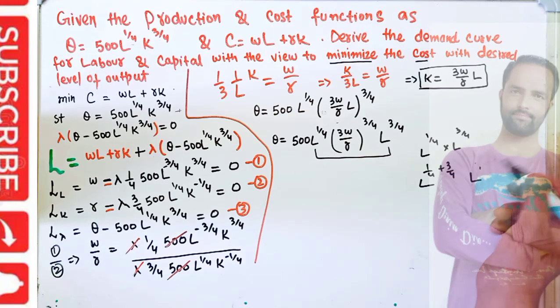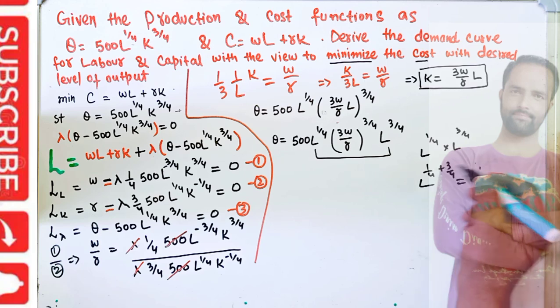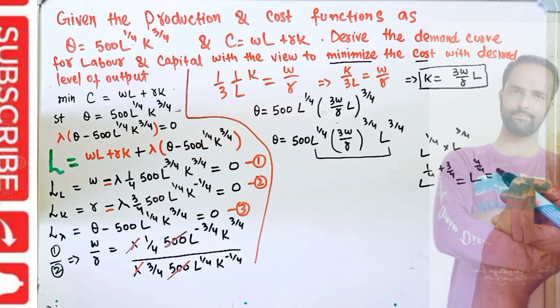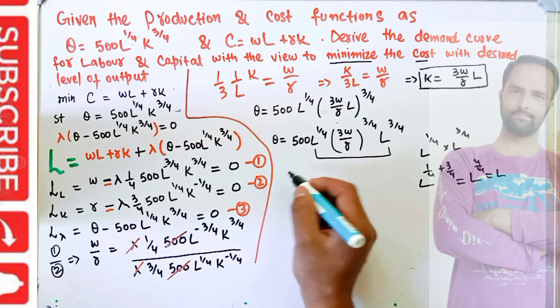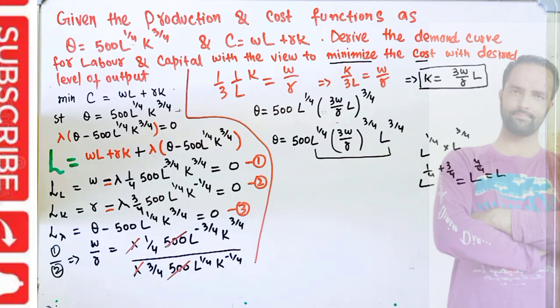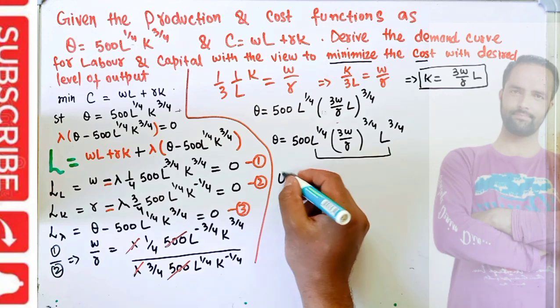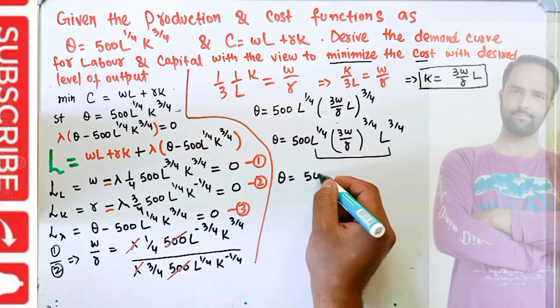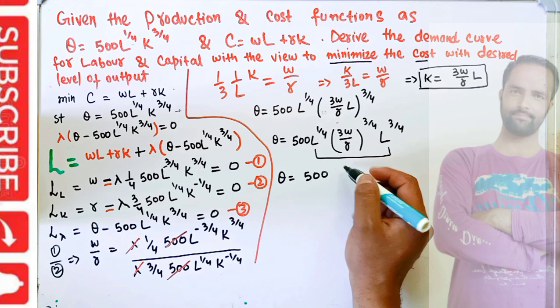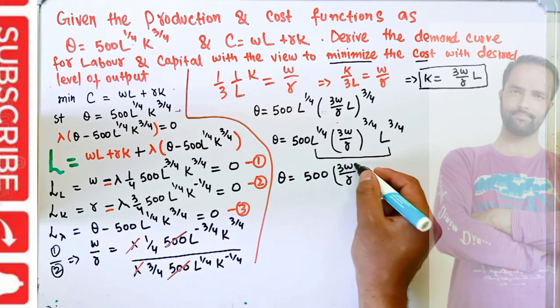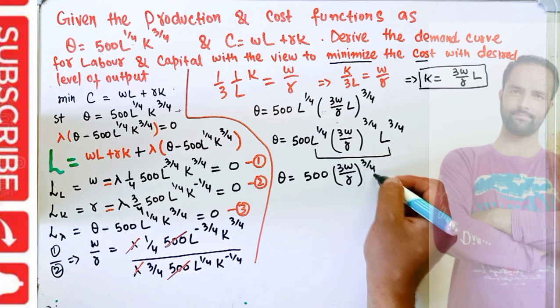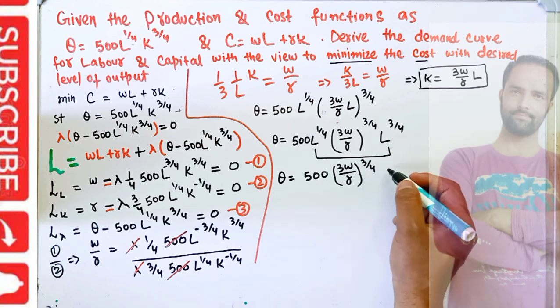So this is L here, because this is 4/4, this is L. Let me write it here. So Q is equal to 500, then I have (3w/r)^(3/4) into L.